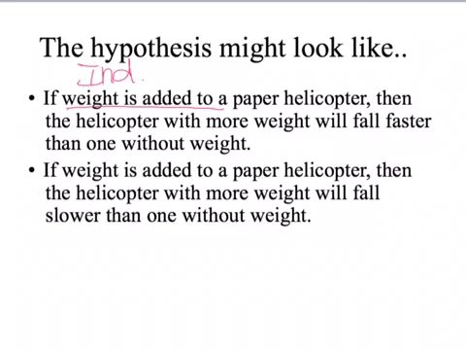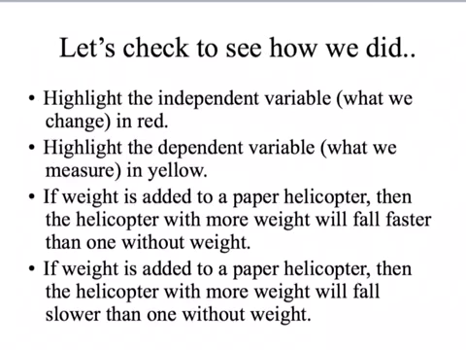If I'm looking at what I'm going to be measuring, it will fall faster. So again, I'm making sure that my variables are obvious in my hypothesis as well. We did the first example on the first slide. Now let's look at the second example, the one that we can see right here.